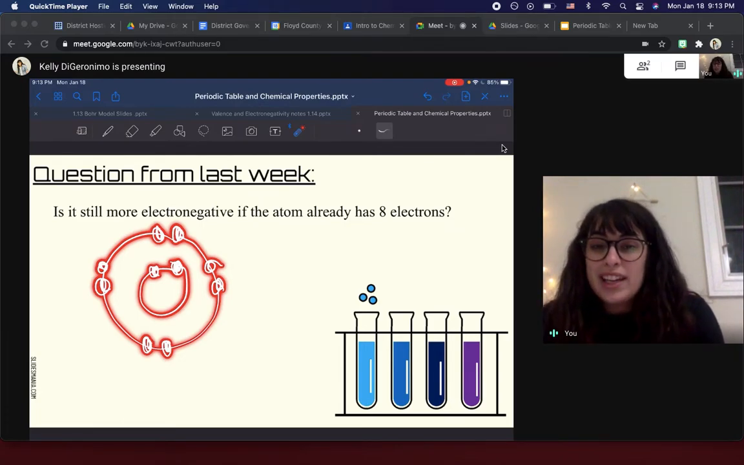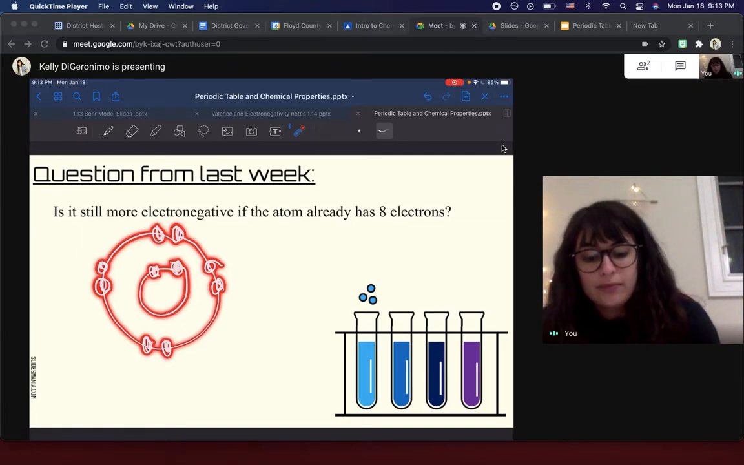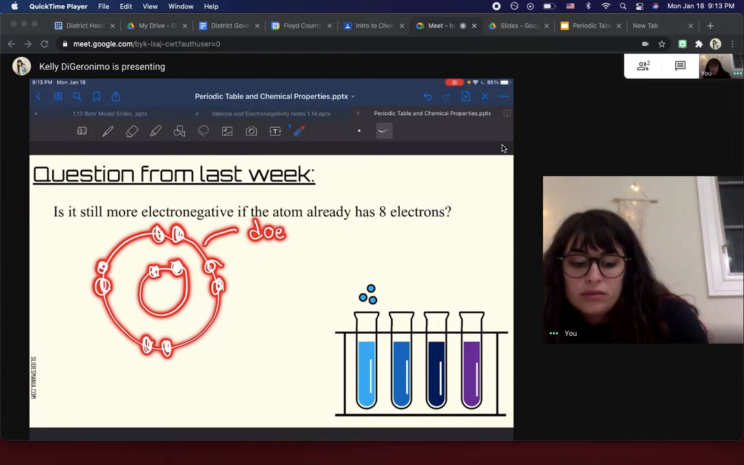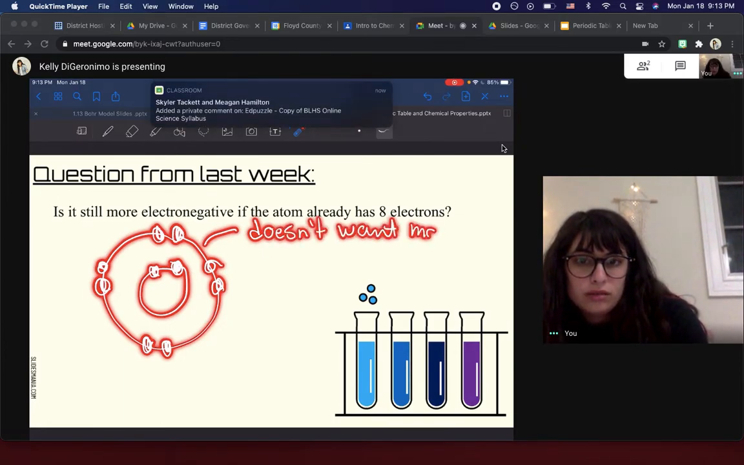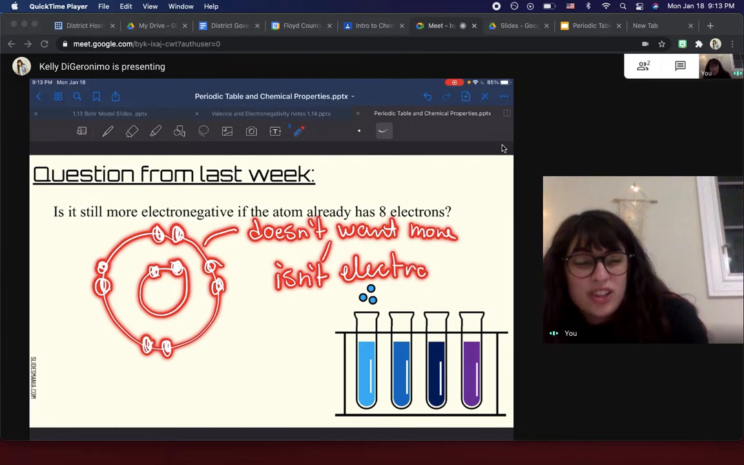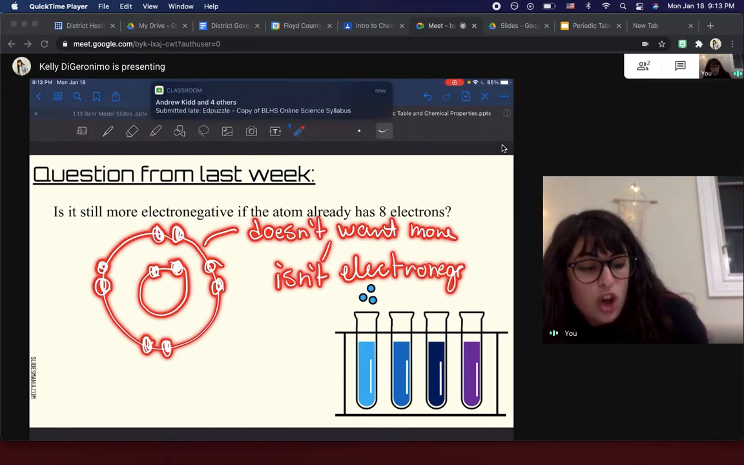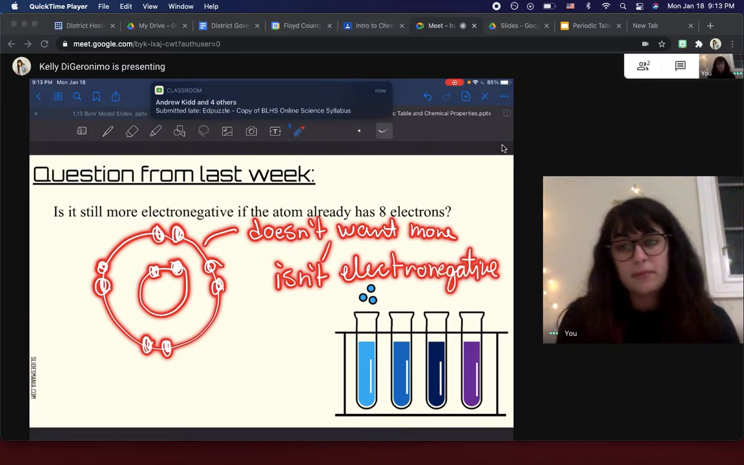If it doesn't want any more electrons, it's not electronegative. So full outer shell, doesn't want more, isn't electronegative. So its electronegativity is actually like 0. This is so not electronegative.